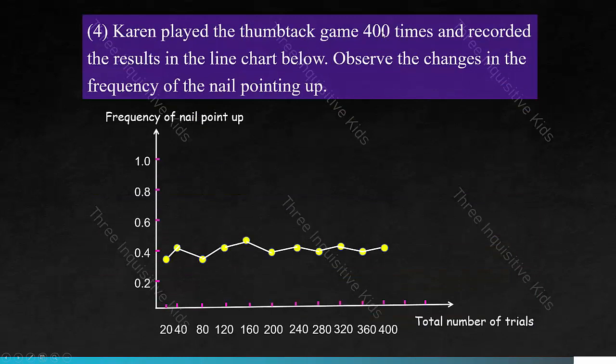Karen played the thumbtack game 400 times and recorded the results in the line chart below. Observe the changes in the frequency of the nail pointing up. Of course, Karen did this experiment for us, so we don't have to do it ourselves. So after 400 times, this was Karen's data. As you can see, the frequency was relatively stable. It didn't really go up or go down. It remained at the same level.